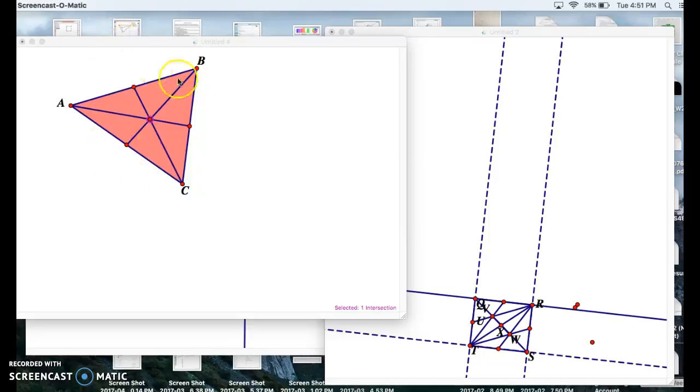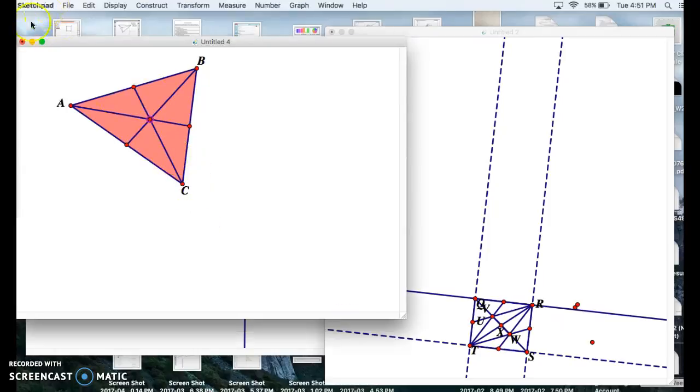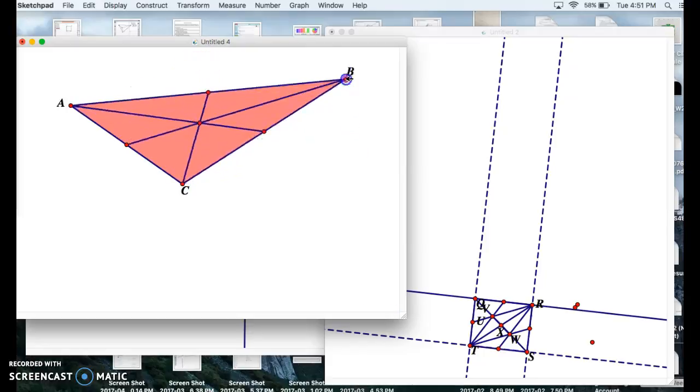Now let's go ahead and do some more work on our sketch. If we extend, put it right there, let's try to extend a vertex.